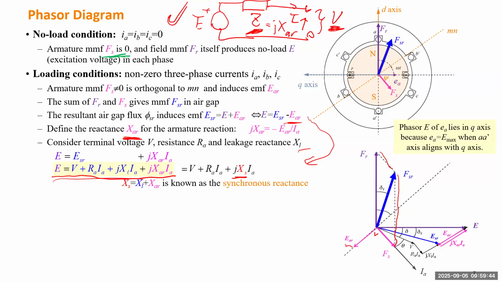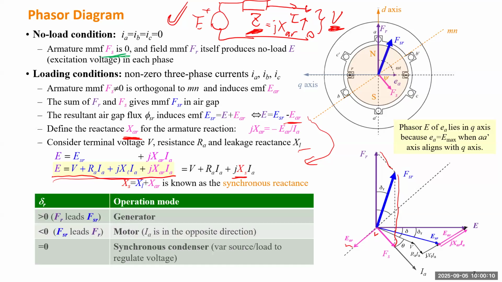So see what happened. This internal voltage E first has a voltage drop due to the armature winding, and due to the leakage reactance, then due to the resistance, and then that gives you V. V will be the real voltage you can measure at the terminal in the operating condition.